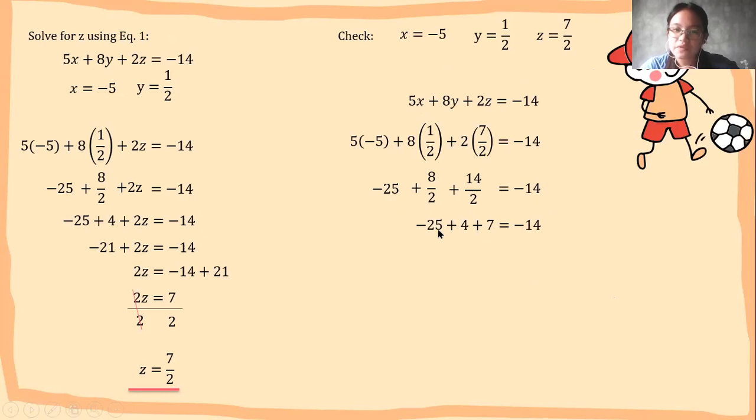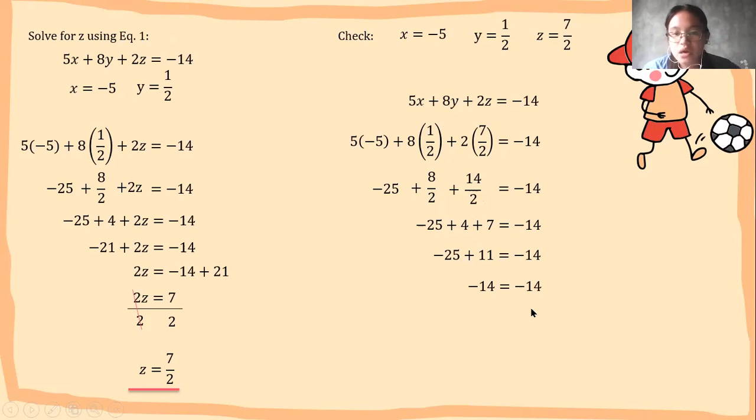Then negative 25, our 8/2 will become positive 4. 8 divided by 2 is equal to 4. Then 14 divided by 2 is equal to 7. Then add the negative 25, the 4, and the 7. So we have negative 25 plus 11, and negative 14 is equal to negative 14.